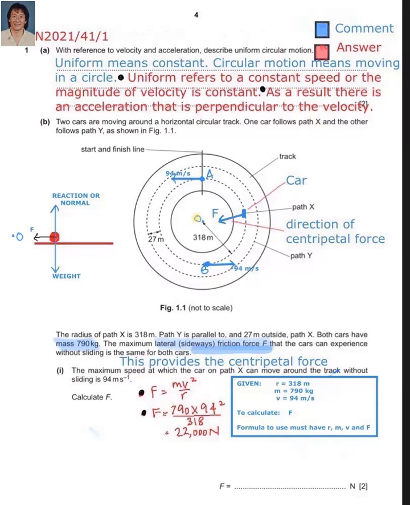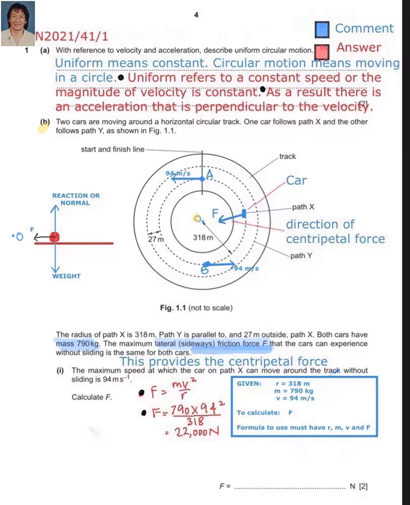In part B, 2 cars are moving around a horizontal circular track. One car follows path X and the other car follows path Y. The radius of path X is 318 meters, and the radius for path Y is 345 meters. Both cars have the same mass, which is 790 kilograms. The maximum lateral or sideways friction force F that the cars can experience without sliding is the same for both cars.